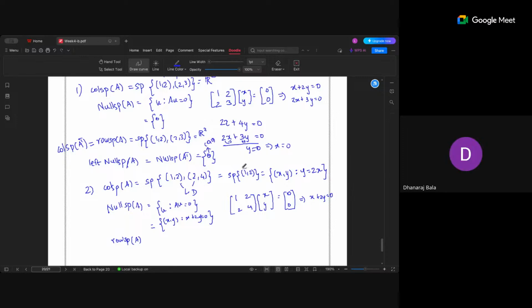Okay, fine. So now you see that the row space of A is the next thing we have to find. Again, the row space is going to be the same. You have (1, 2), (2, 4).